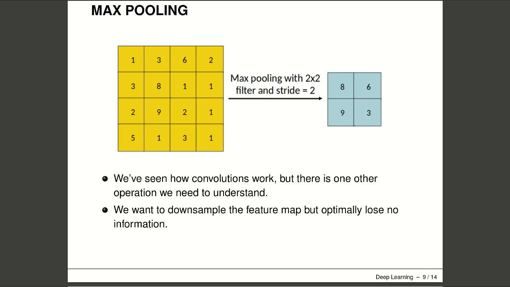Often, as we process images, we want to gradually reduce the spatial resolution of our hidden representation, aggregating information so that the higher up we go in the network, the larger the receptive field. Therefore, each hidden node is sensitive to a larger region. Indeed, we want to downsample the feature map, but optimally we wouldn't actually lose any information.